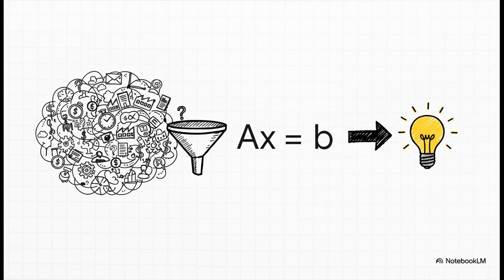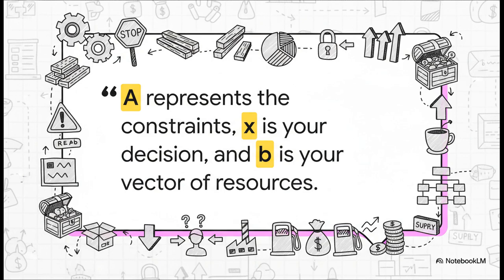And the vector B represents all the stuff we have to work with, our resources. This is how we get clarity. This is how we go from a messy business problem to a clean, solvable math problem. Let's really break this down because getting this right is everything.